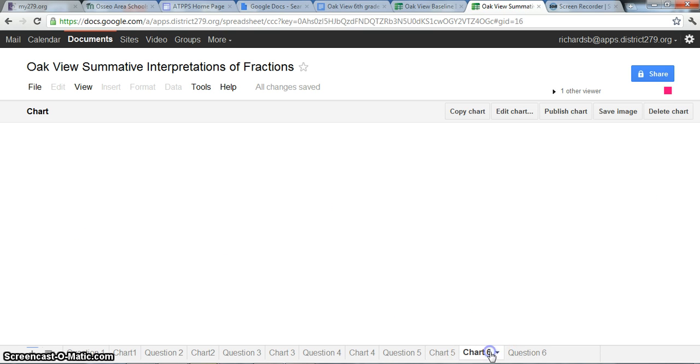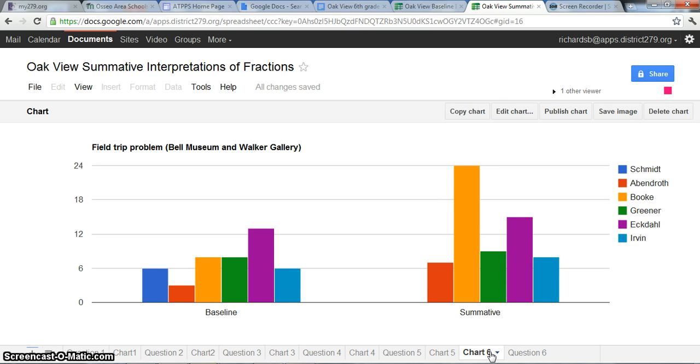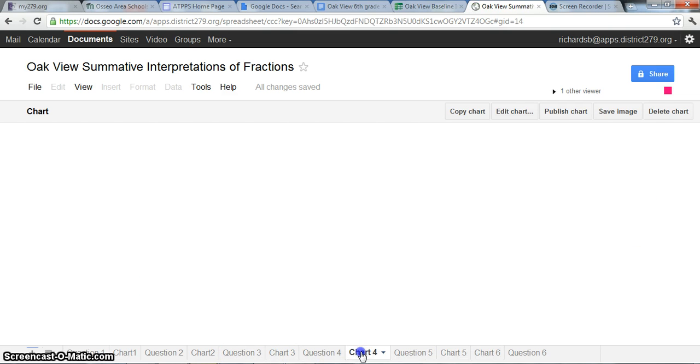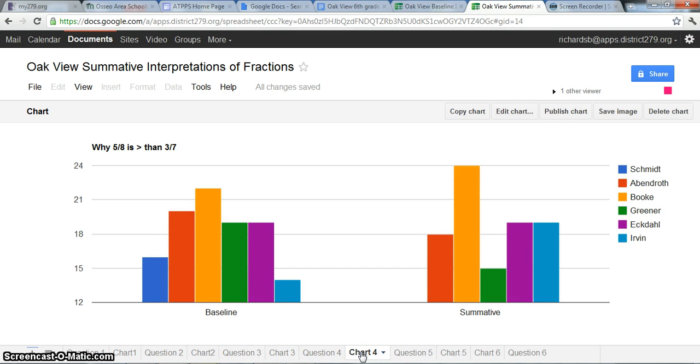And then question number 6, the field trip problem from the Bell Museum and the Walker. Again, here's your baseline information and your summative. So again, as you go through these, you can click on each chart on the bottom to see, and if you want to look carefully at your own independent class data, well, there you can see that. Now that's assuming, and I don't know that this is true, but that's assuming that you assessed the same kids on the baseline and the summative.